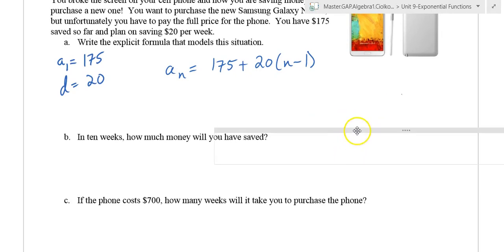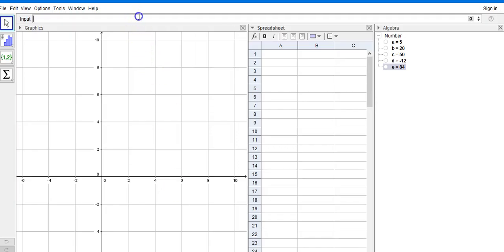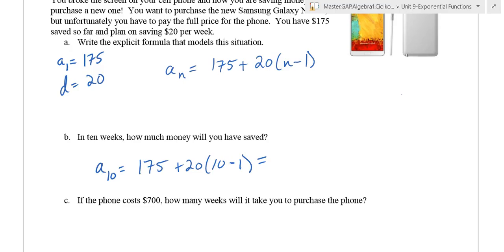in 10 weeks. So here they're saying plug in 10 for n. So this would be A sub 10, 175 plus 20 parenthesis 10 minus 1. That gives $355. So in 10 weeks we'd have $355 saved.